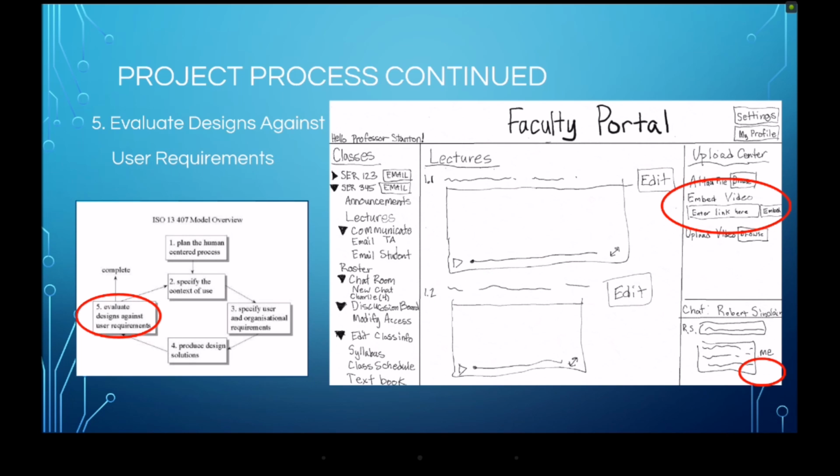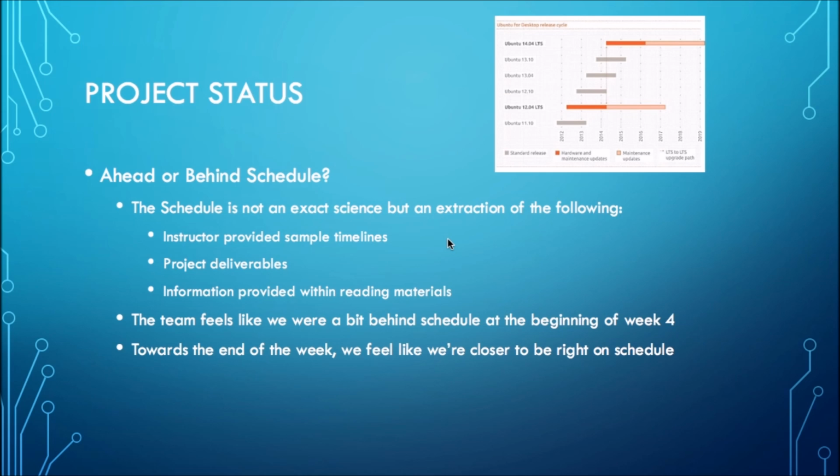The team has completed the first UCD iteration. The team feels like the schedule is not exact science, but an extraction of instructor-provided sample timelines, project deliverables through assignments, and background information provided within the reading materials. At the beginning of the iteration, the team feels like we're a bit behind schedule, but towards the end of the week, we feel like we've progressed well and we're close to being on schedule.